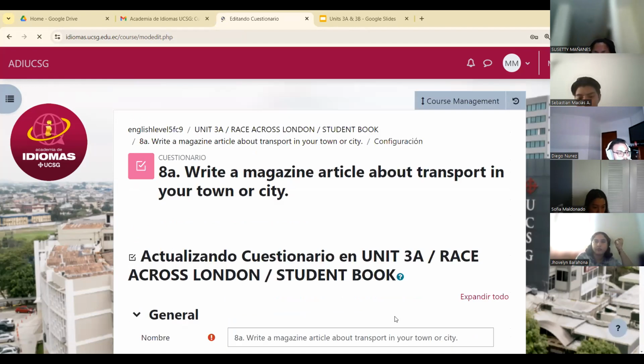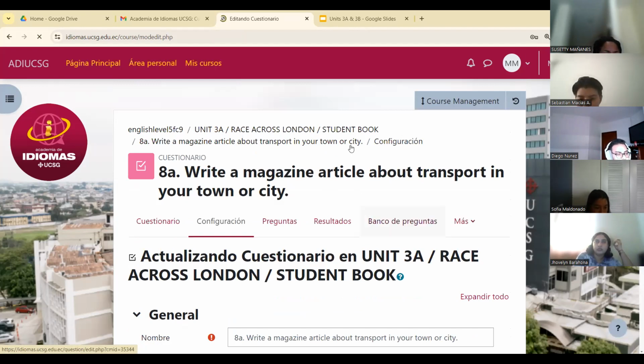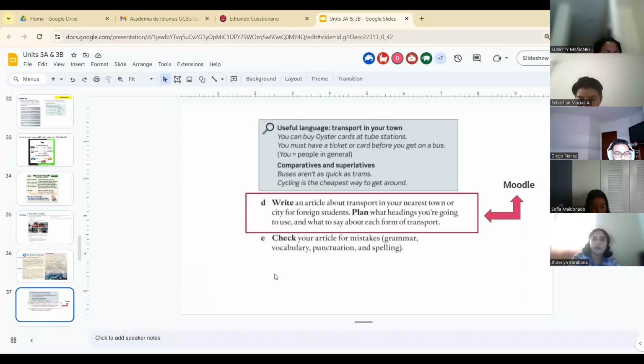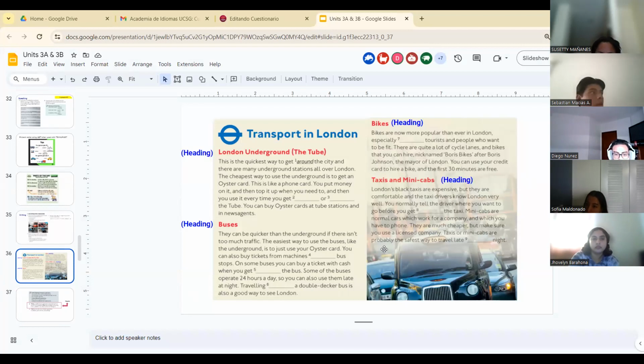Please, I have a question. It says write an article about transport, but afterwards it says plan what headings you're going to use and what to say about each form of transport. So how many do we have to do? Minimum 3. Three different ways of transport and 3 different texts, something like the article that we have just read. And we have to use headings for each one of them. Okay.